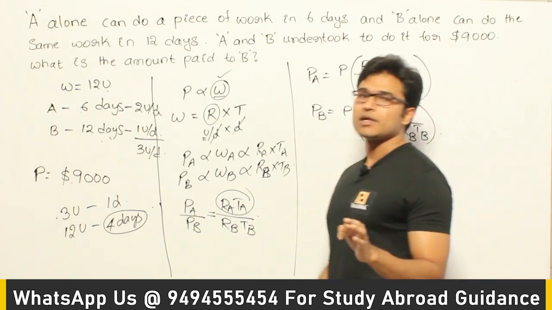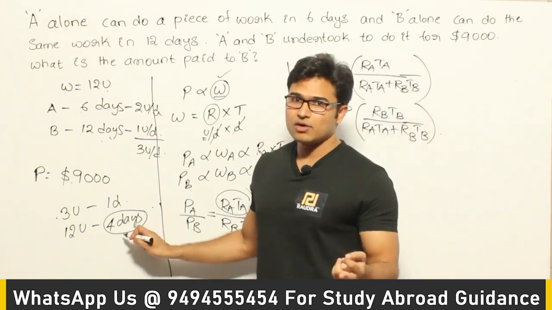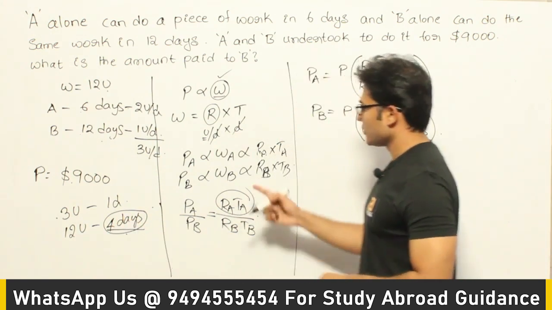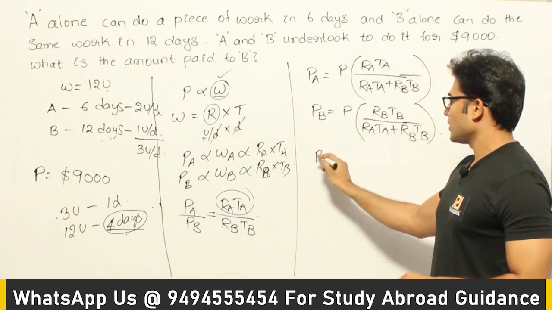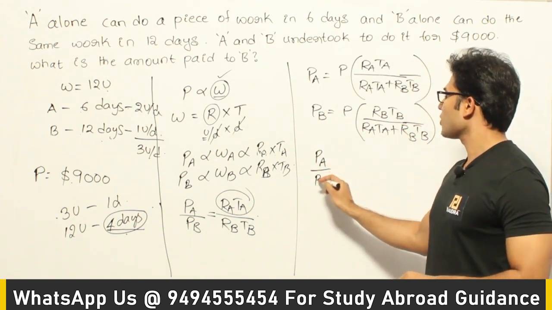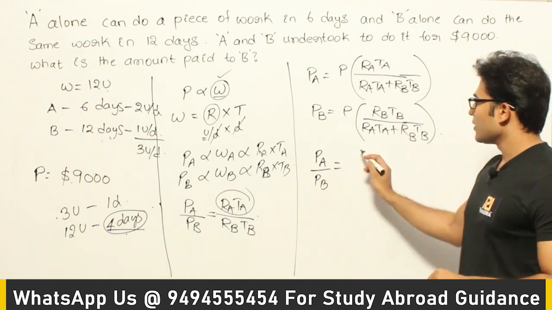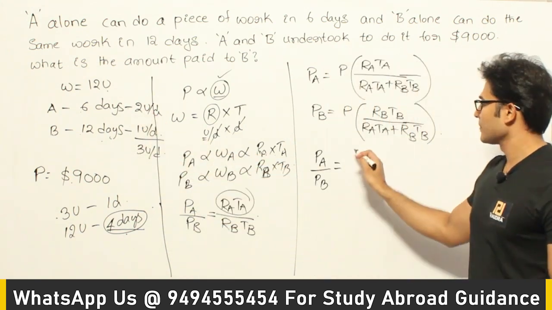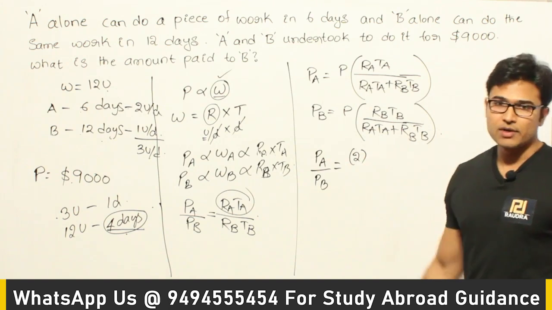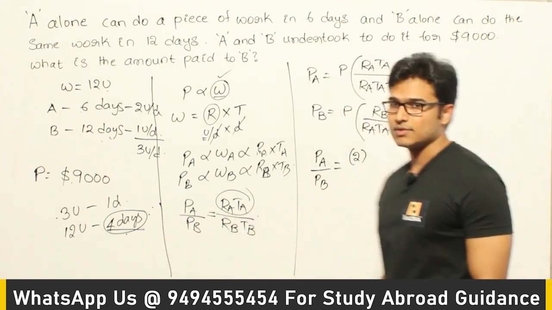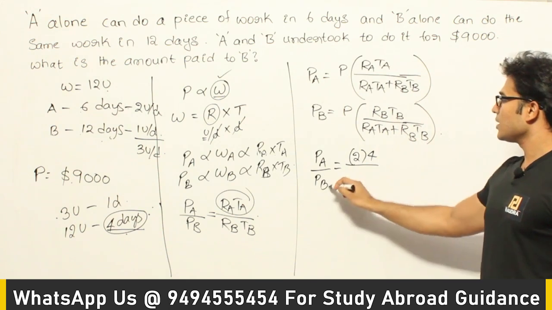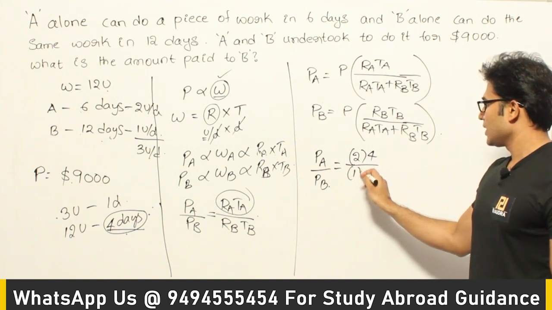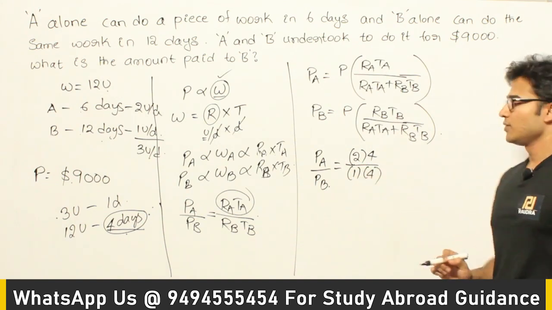Therefore, the time for which A worked on the project and the time for which B worked are both equal to 4, right? So now see this: the profit to be given to A divided by the profit to be given to B equals the rate at which A has worked, which is 2 units per day, into the time for which he worked. Both of them worked only for 4 days, isn't it? Into 4, divided by the rate at which B worked. B's rate is 1, into 4 days. Got it? So that is what I am saying.